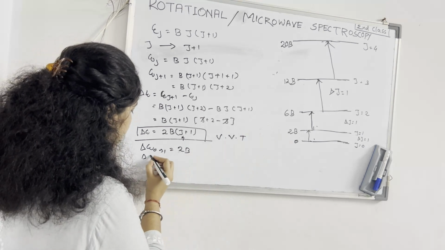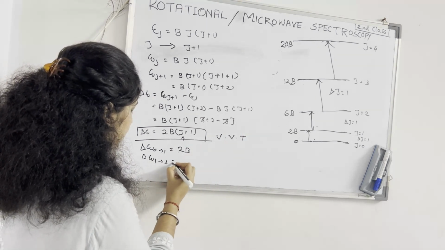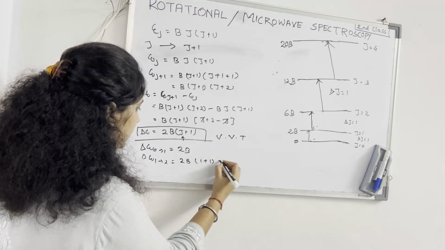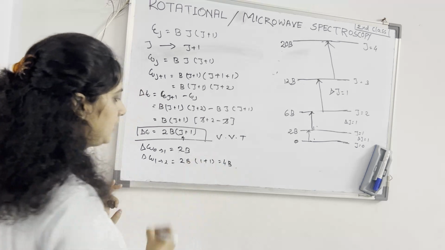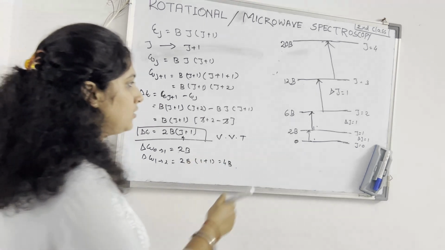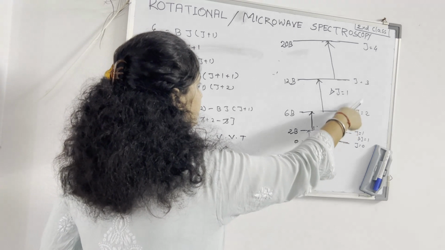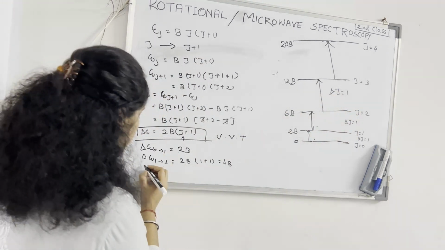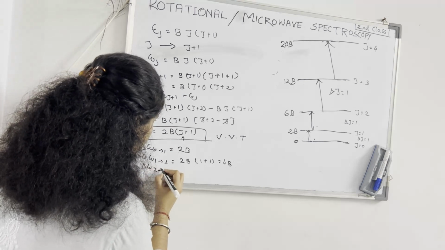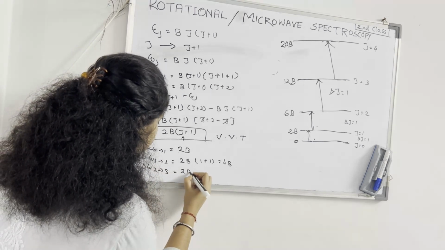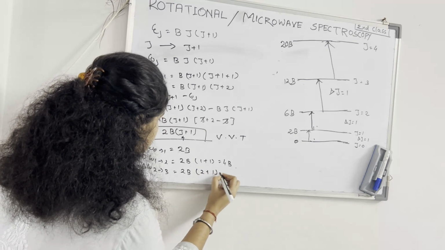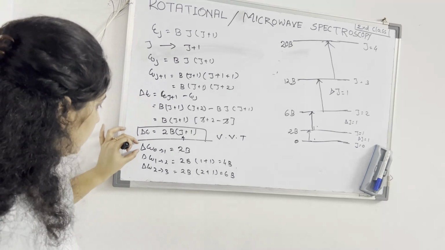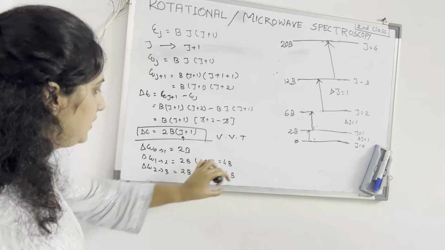So then del E 1 to 2 is equal to 2B(1 plus 1), that is equal to 4B. Now consider this transition, that is J is equal to 2 to J is equal to 3. Put J value as 2. Then del E 2 to 3 is equal to 2B(2 plus 1), which is equal to 6B. So the differences are 2B, 4B, 6B.